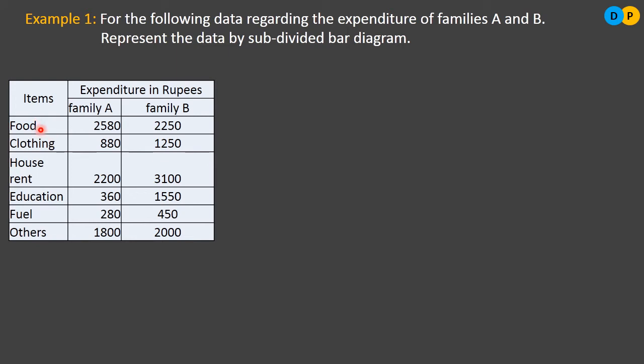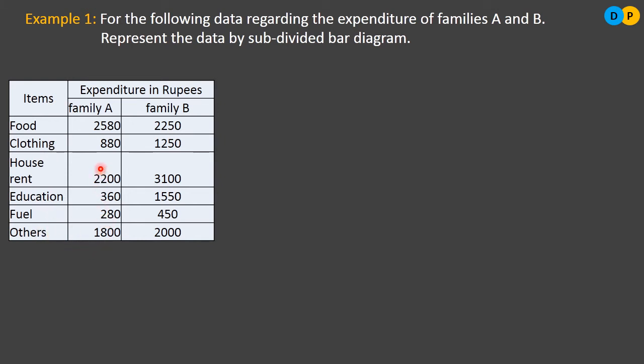Family A's expenditure is given for different items: food, clothing, house rent, education, fuel. Family A spends 2,580 rupees on food. Family B spends 2,250 rupees on food. Like that for clothing, house rent, education, fuel, and other things. So these are the expenditures.